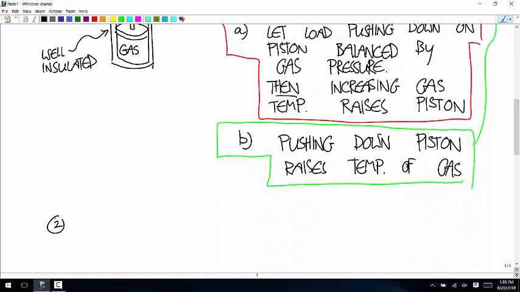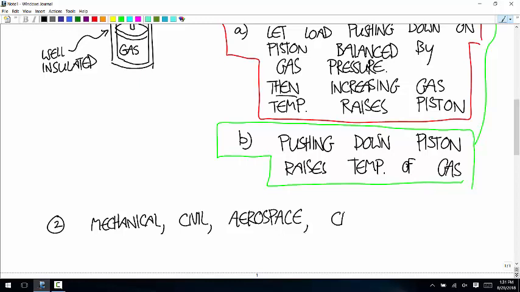For number two, the majors that you're probably interested in are mechanical, civil, and aerospace engineering. Is anyone in here thinking about another major outside of those three? Yeah? Chemical, yeah. Anybody, what would be the other? Anybody electrical in here?